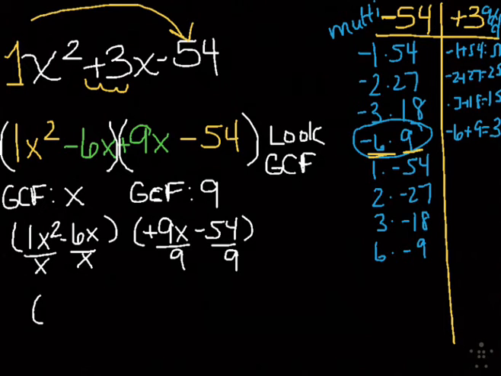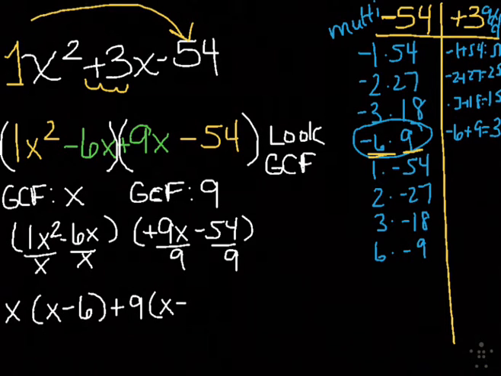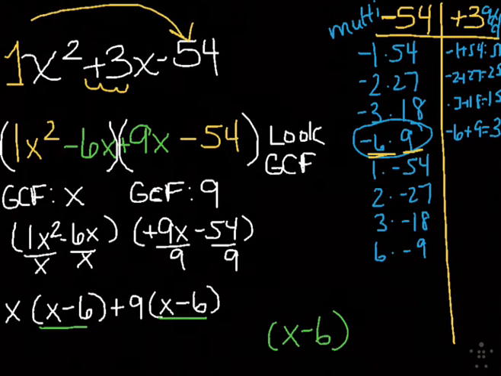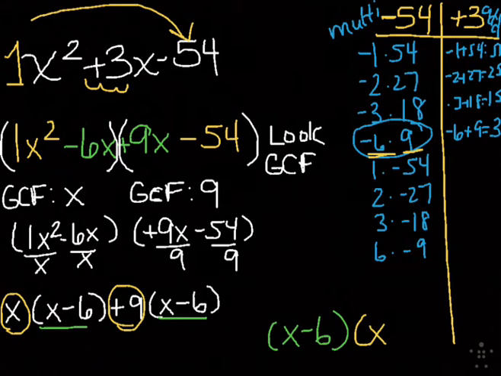So I'm left with x minus 6, and the GCF goes in front. And in the second set, I'm left with x minus 6, and the GCF goes in front. So we know we did it correctly because the parentheses are the same. So write the parentheses one time, x minus 6. And your GCFs here go in the same parentheses together, so that'd be x plus 9.